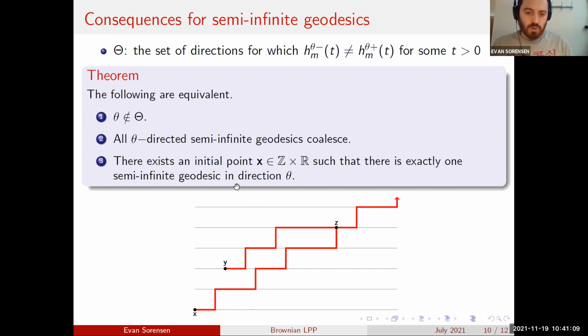So remarkably, this is also equivalent to the following condition: there just exists an initial point somewhere where there's exactly one semi-infinite geodesic in direction theta. If I can find some point x where there's only one theta-directed geodesic, that means that I'm not in the set big theta. So the consequence is, conversely, if theta is in the set big theta, this exceptional set, then from every initial point, there's going to be at least two geodesics in the same direction theta. And that's the case in this next picture here.